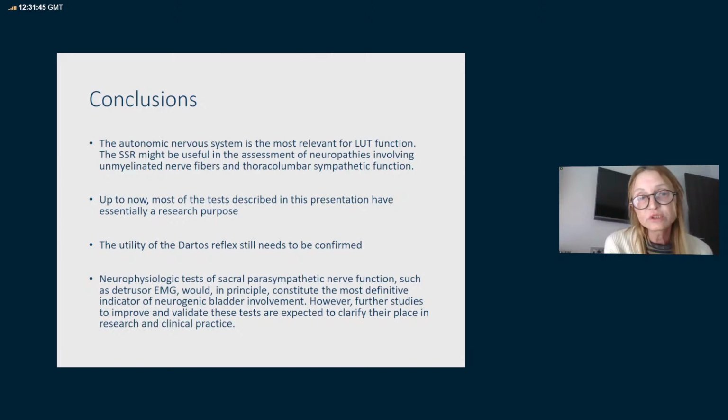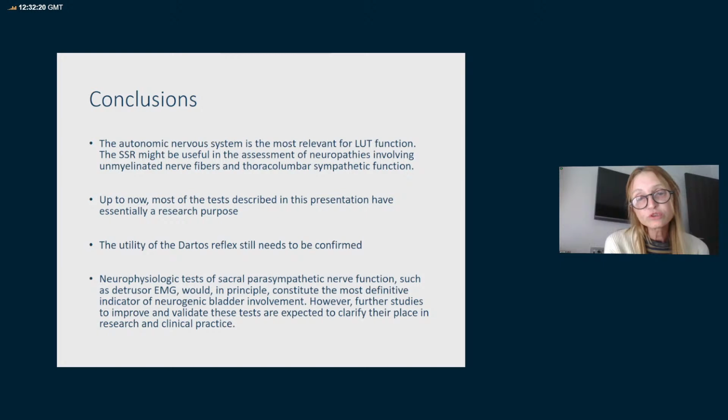So in conclusion, the autonomic nervous system is the most relevant for lower urinary tract function. The skin response might be useful in the assessment of neuropathies involving unmyelinated nerve fibers and thoracolumbar sympathetic function. We found a nice correlation between sympathetic skin response and detrusor bladder neck dyssynergia, as well as with the urodynamic finding of bladder neck competence versus incompetence.